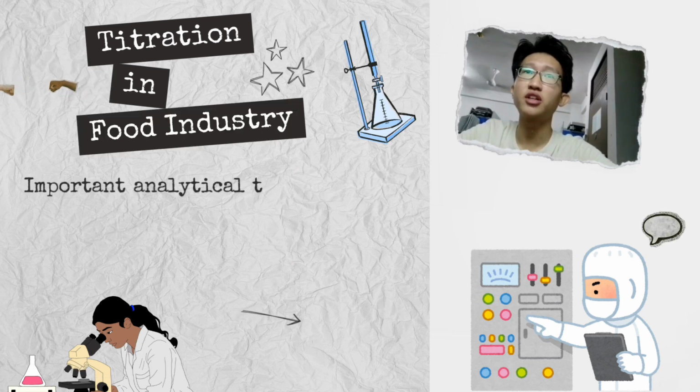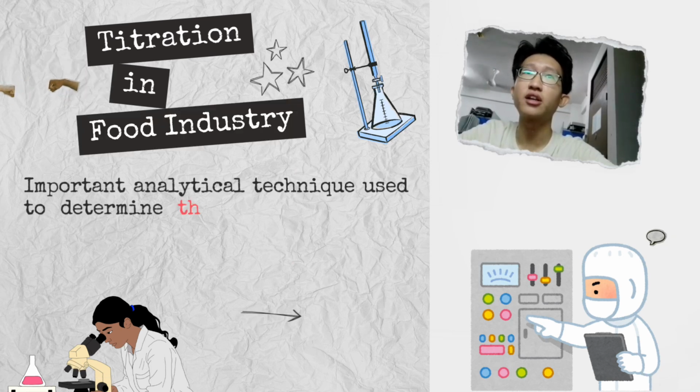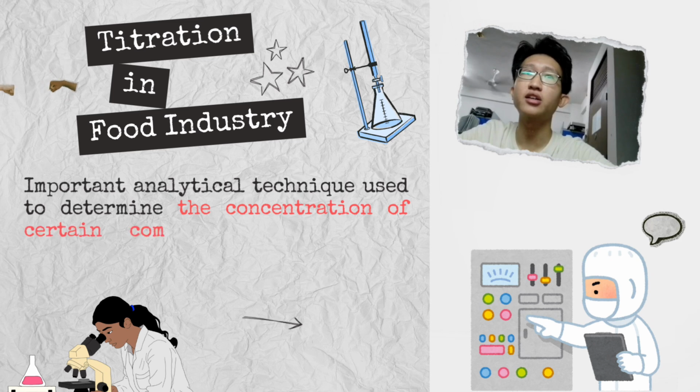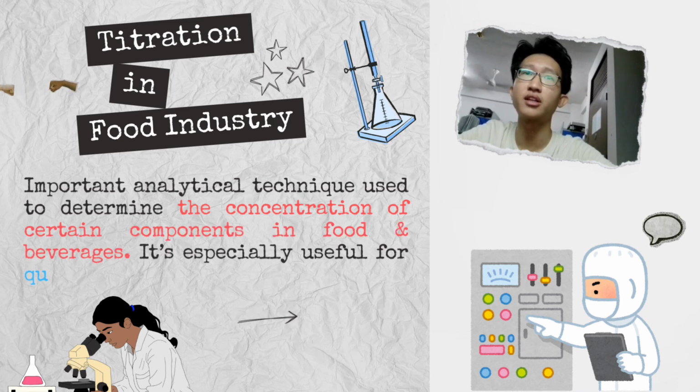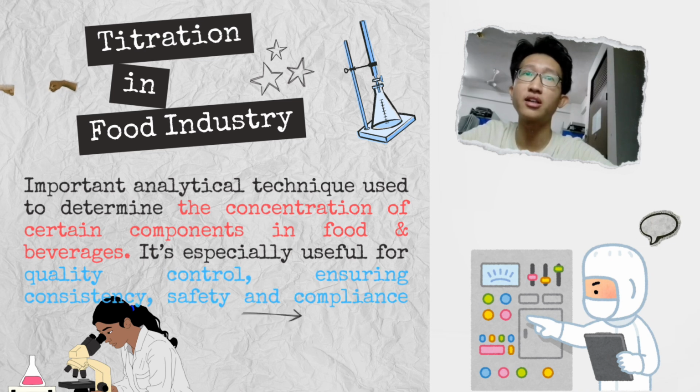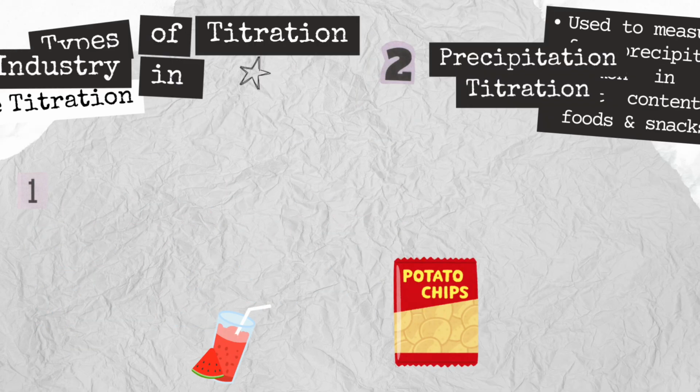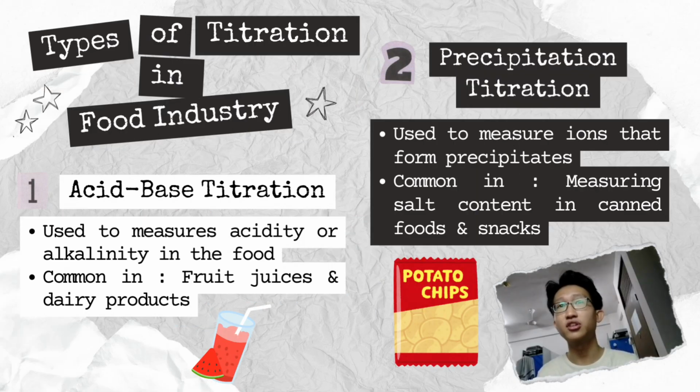Now moving on to food industry. Titration in food industry is an important analytical technique used to determine the concentration of certain components in food and beverages. It's especially useful for quality control, ensuring consistency, safety, and compliance with food standards. There are 4 types of titration in food industry.